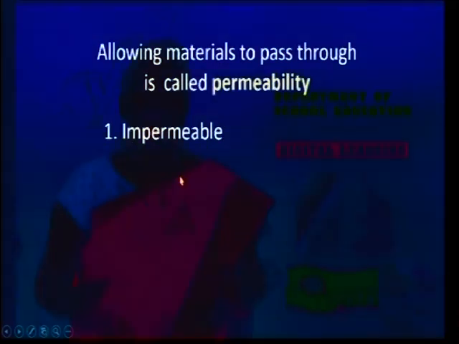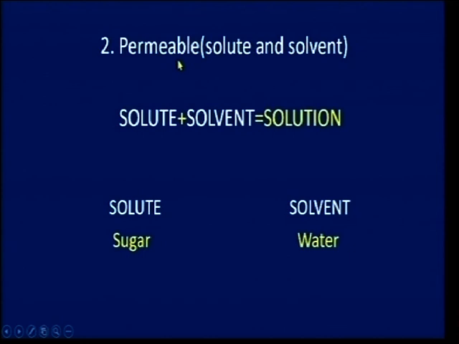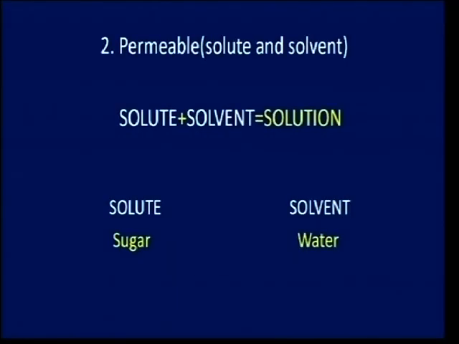Children, impermeable means it is not allowing any substances to pass through the membrane. Next, permeable. Children, permeable means the solute plus solvent is making solution, right? So what is the solute here, children? Sugar or salt? So the salt or sugar are mixing with the water. That is making the solution. Now the solute has mixed with the solvent, so it is permeable, right children?